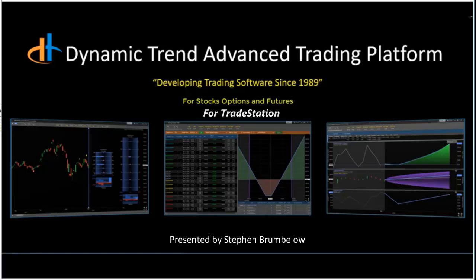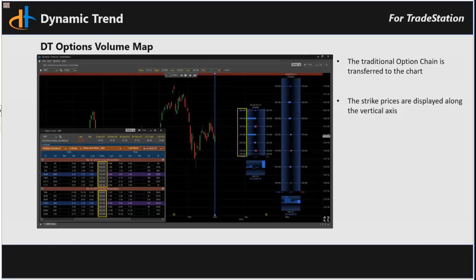Just to give some quick background about myself and the Dynamic Trend Company, we have been writing technical analysis software since 1989. Some of you might recognize the program Advanced Get. We were the original creators of that back in 1989, and we've been writing technical analysis software ever since. I've been with the company along with Tom Joseph for approximately 22 years. And we still enjoy every day coming in and making software for traders to help them become better traders.